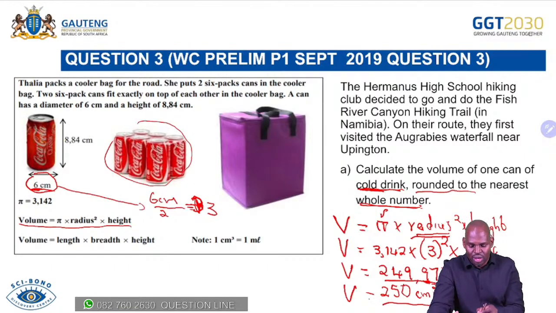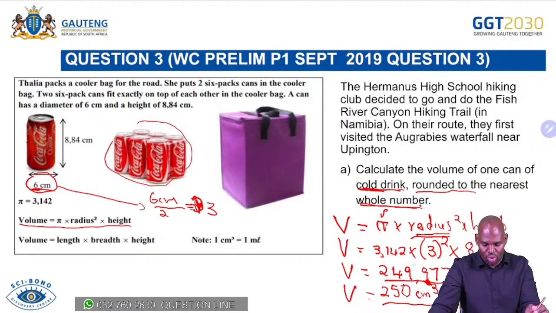That's our solution. But if the first digit after the comma was less than 5, any number less than 5, it means we're going to keep this as 249. I'm sure you know the rules of rounding, boys and girls. So that is the answer for question 3A.